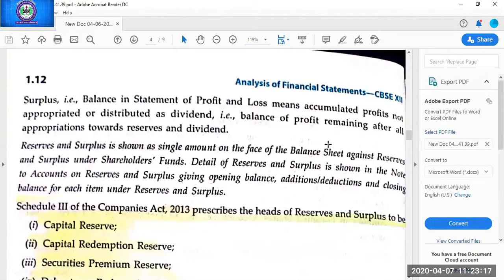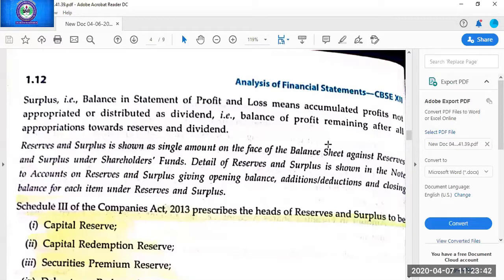Reserve you have already studied in 11th class. Reserve is the amount in which the profits are kept aside to strengthen the financial position of the business. We have already studied this in 11th class. And what about surplus? Why are we saying reserve and surplus? Reserve, I think, is very clear to you.